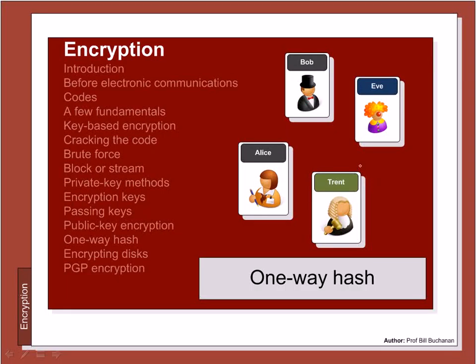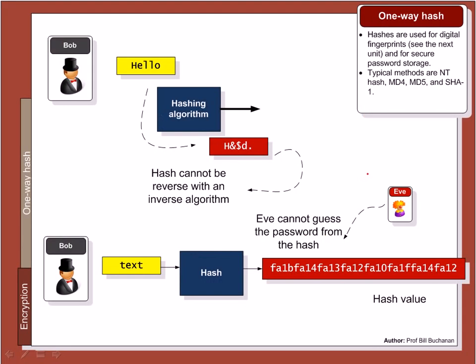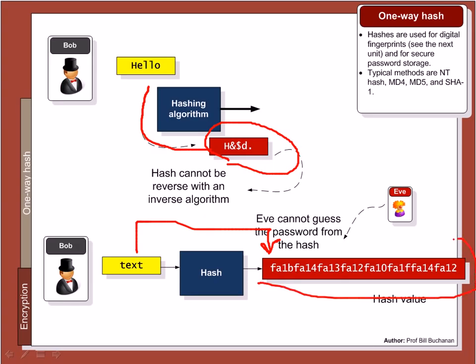The third encryption method is one-way hashing, and with one-way hashing we have no reverse action. We take, in this case, some plain text, we put it through our hashing algorithm, and we cannot reverse the action, so it creates a hash signature. So in this case we take the text, and Eve cannot work out what the actual original text was.